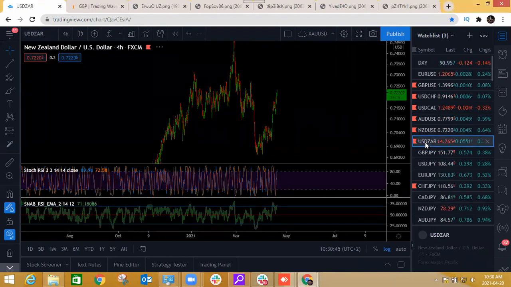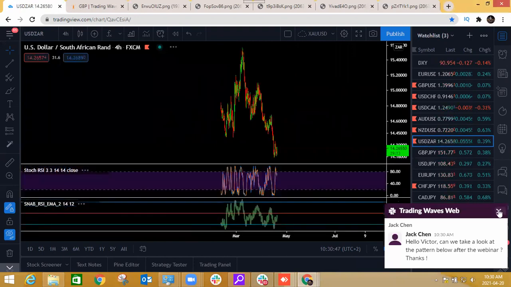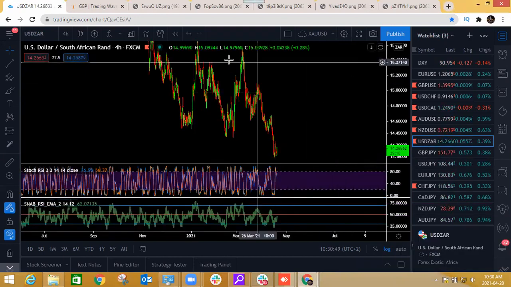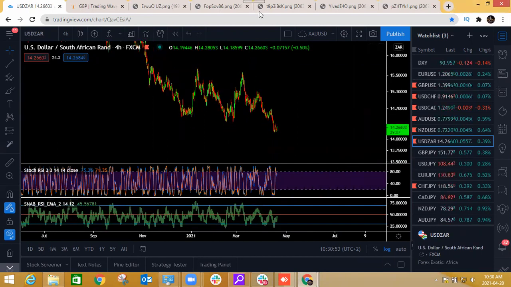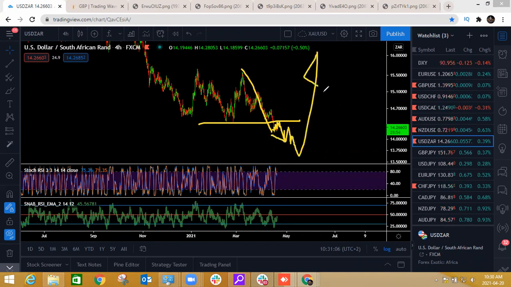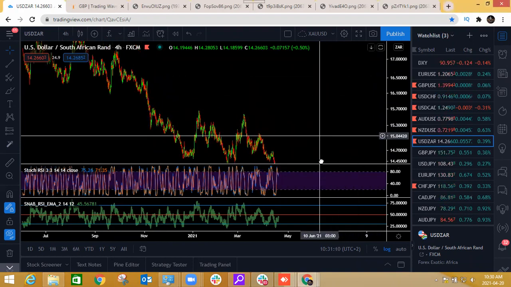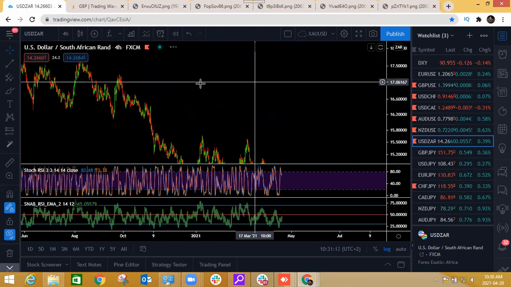US dollar ZAR is still showing us continuation to the downside. We're expecting this one to break lower here. We are still breaking lower, and we're still going to see more downside. We have not seen any sign of reversal yet, but we'll be expecting at least US dollar ZAR to return back to the 50% of this whole move that started in 2020.